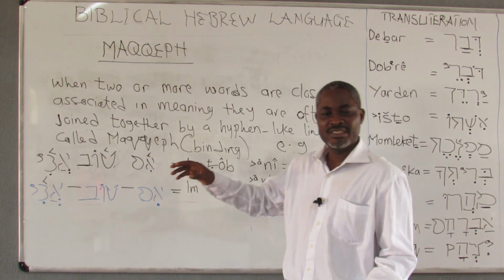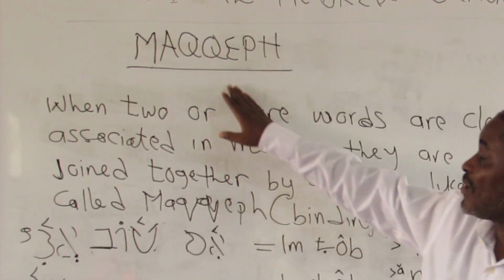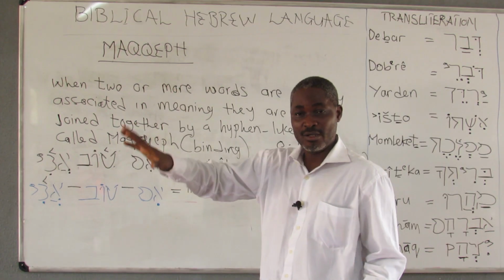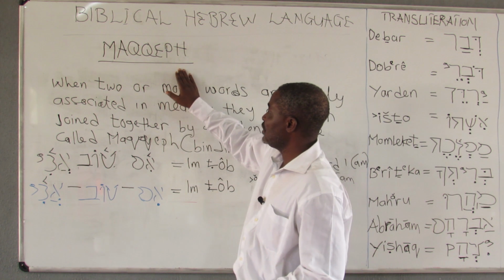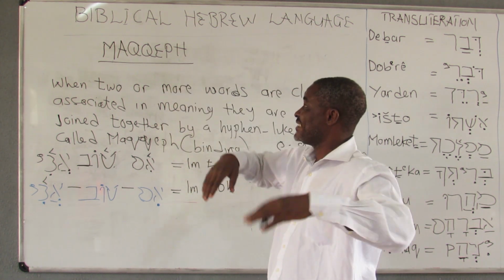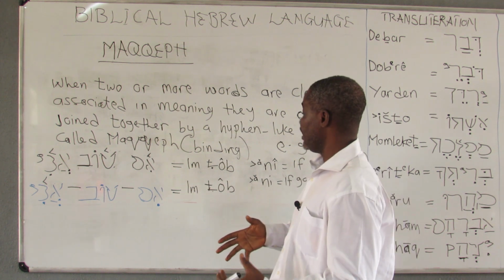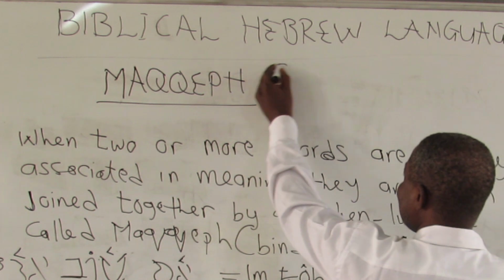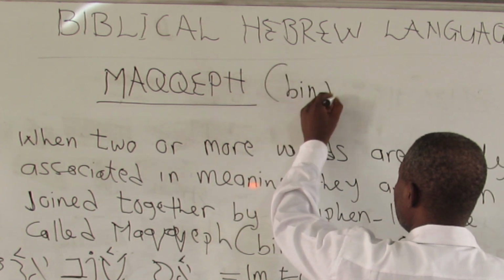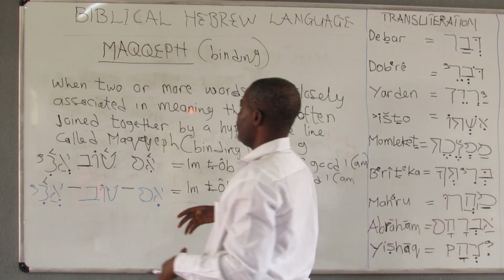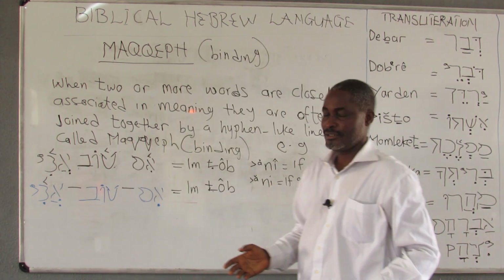Now, we move on to the next topic, which is called Maqqeph. We just dealt with Methegh, which is a bridle. I'm sorry. Then we come to Maqqeph, which is binding.